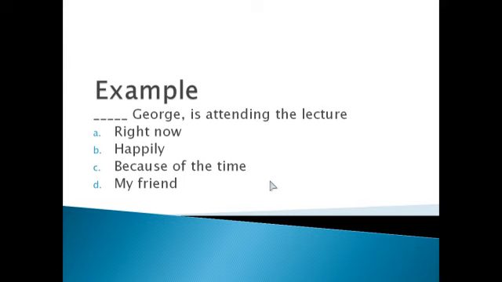Answer A, right now. B, happily. C, because of the time. And D, my friend. In this example, you should recognize from the commas that George is not the subject of the sentence. George is an appositive because this sentence still needs a subject.